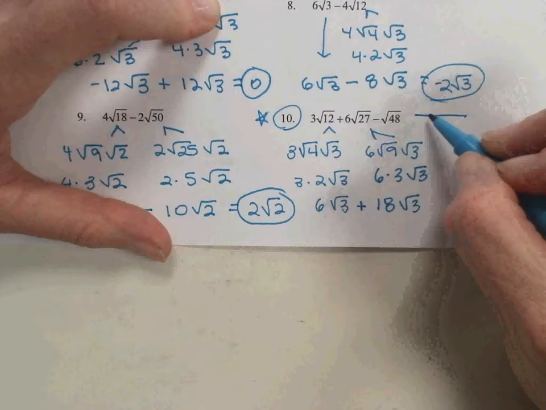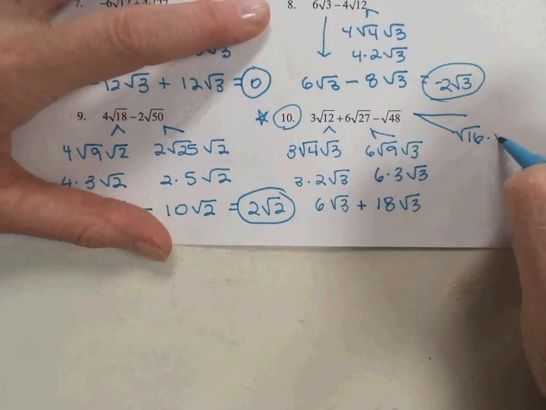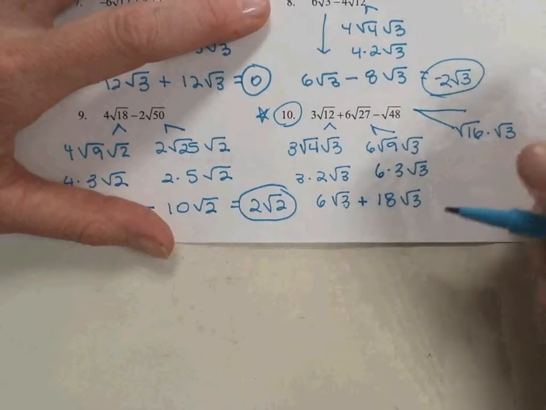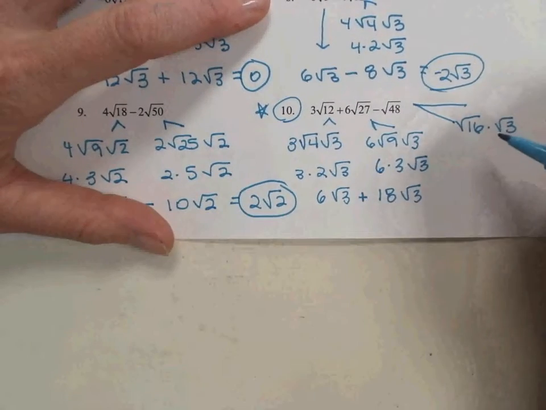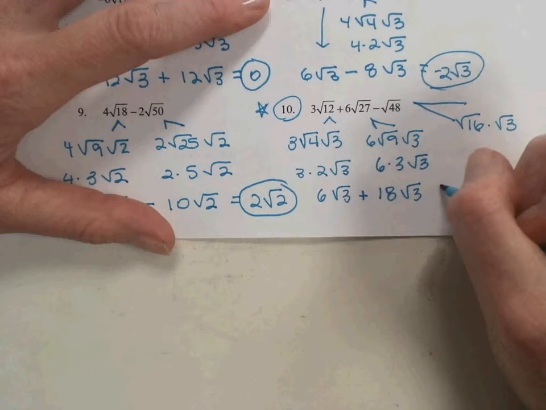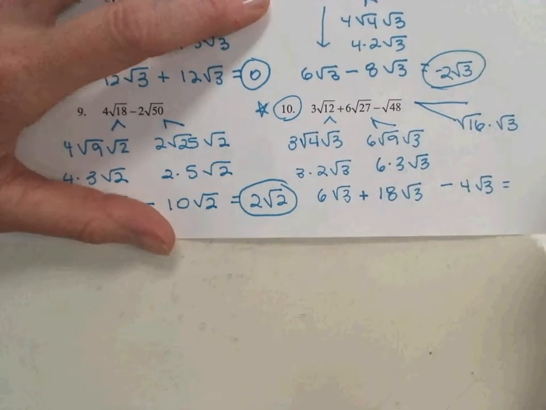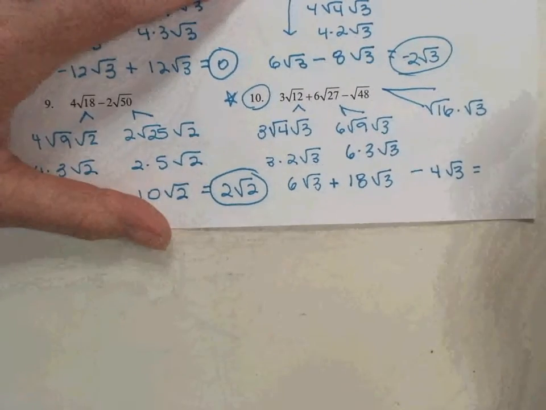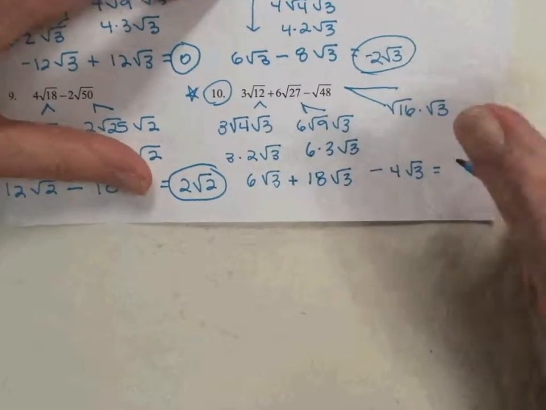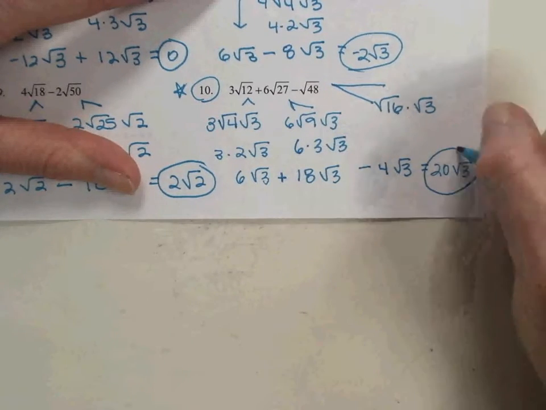And then we've got the minus radical 48. So that's the square root of 16 times the square root of 3. Again, we're looking for a perfect square factor. The largest perfect square factor that would go in there. So that's going to be a minus 4 radical 3. Then when we combine like terms, 6 and 18 is 24, minus 4 is 20. So our final answer would be 20 radical 3.